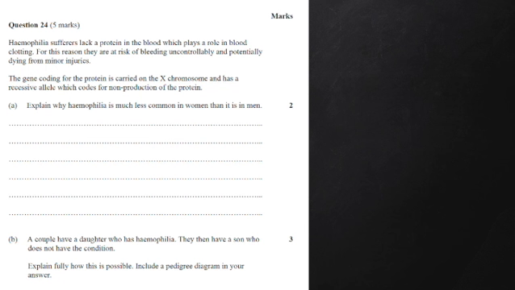So this is question 24 from your trial HSC that you've just done. Looking at hemophilia. So hemophilia sufferers lack a protein in the blood which plays a role in blood clotting. For this reason, they're at risk of bleeding uncontrollably and potentially dying from minor injuries. The gene coding for the protein is carried on the X chromosome and has a recessive allele.